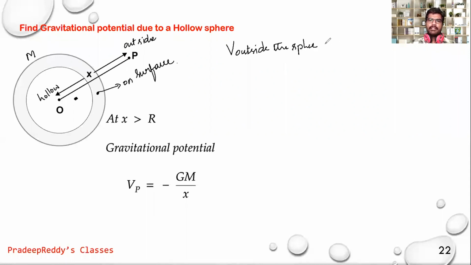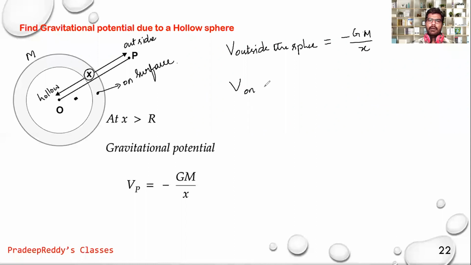Potential outside the sphere will be minus capital G capital M divided by, where you are calculating gravitational potential outside the sphere, it is at a distance X. So I will be just writing that distance as X. That is gravitational potential outside the sphere.